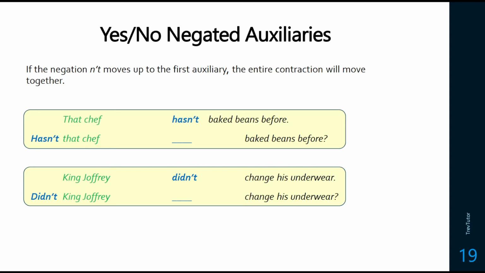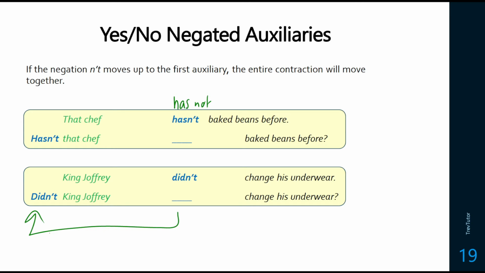Now you'll notice that sometimes a negated auxiliary gets moved to the front. So that chef hasn't baked beans before, which would be has not. But instead of saying, has the chef not baked beans before, the whole thing moves up. So hasn't that chef baked beans before? King Joffrey didn't change his underwear becomes didn't King Joffrey change his underwear?